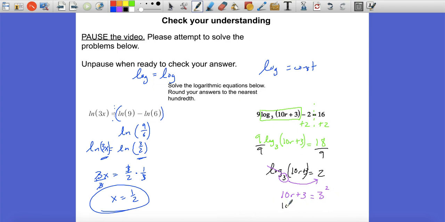So I've got 10r plus 3 equals 9. Subtract 3. I have 10r equals 6. Divide by 10. r equals 6 over 10, or 3/5, or 0.6.